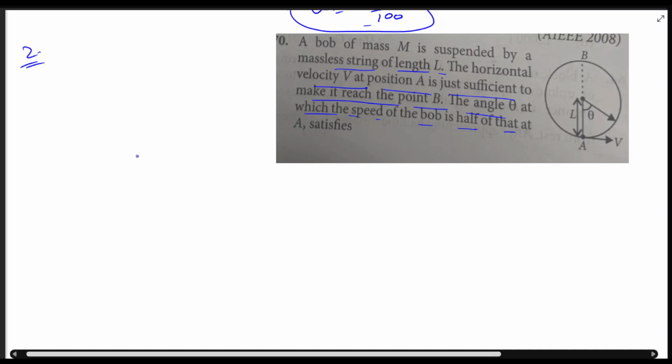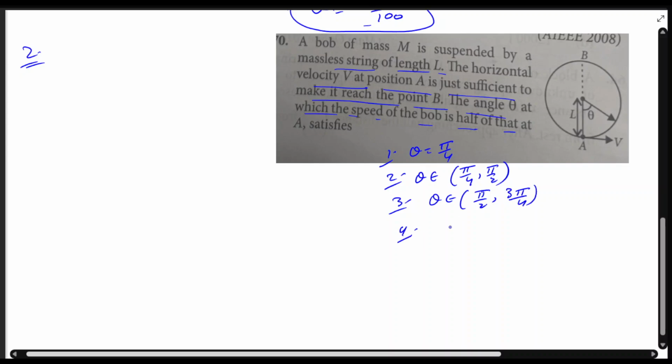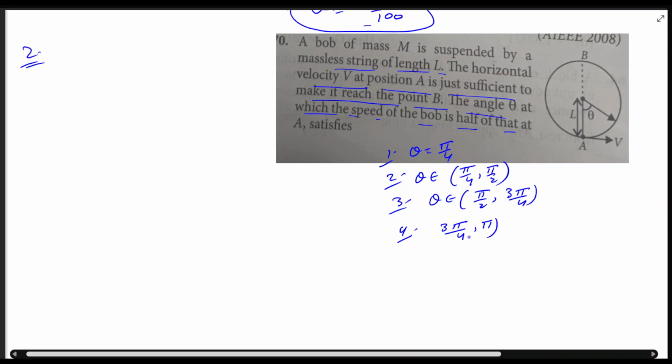Let me just write those options for you. First was theta equals pi by 4. Second was theta belongs to pi by 4 to pi by 2. The third was theta belongs to pi by 2 to 3 pi by 4. And the fourth option was 3 pi by 4 to pi. So these are the options. Okay, so 3 pi by 4 will be 135 degrees, right? So it is 135.